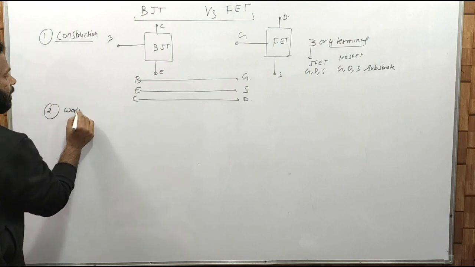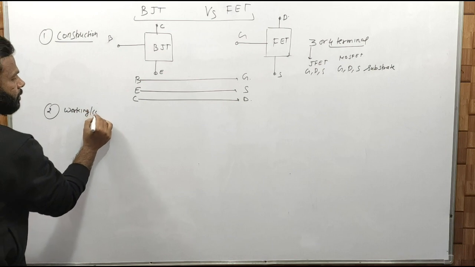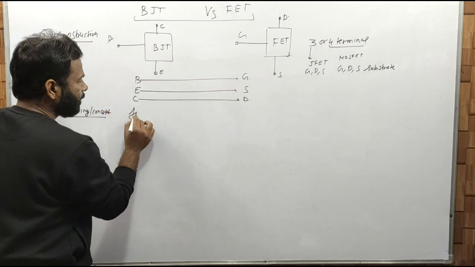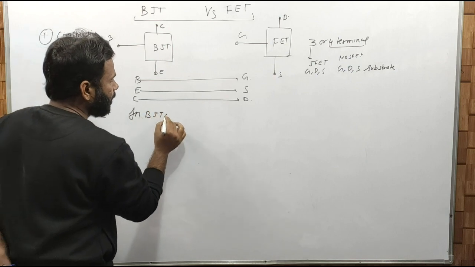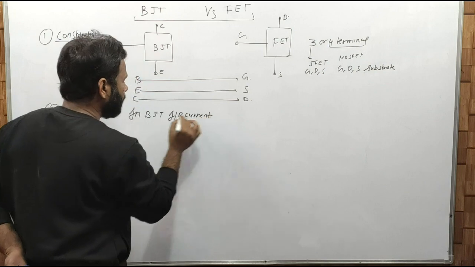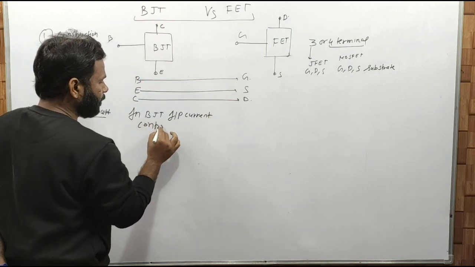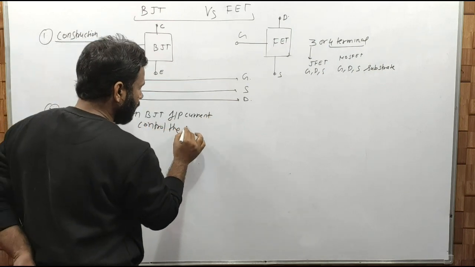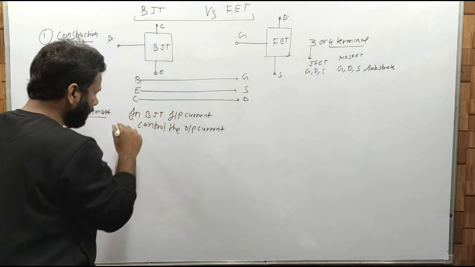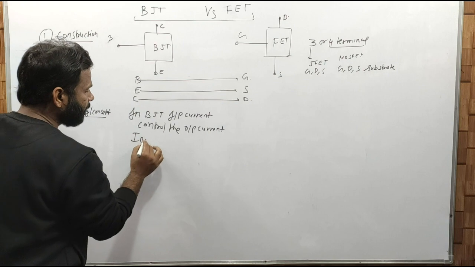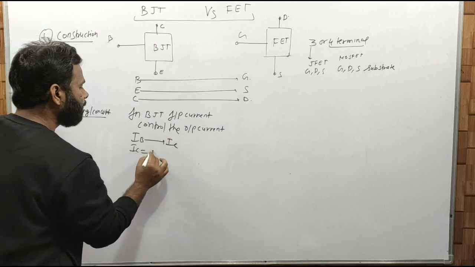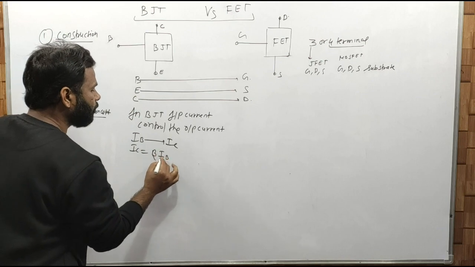Now second point, वर्किंग। अगर मैं वर्किंग की बात करूं या कॉन्सेप्ट की बात करूं तो ये किस प्रिंसिपल पर काम करते हैं। सो इन BJT, इनपुट करंट कंट्रोल्स the output current, that is IB. This IB is input current and this is controlling the IC. So IC equals to beta IB, the common emitter configuration के लिए.